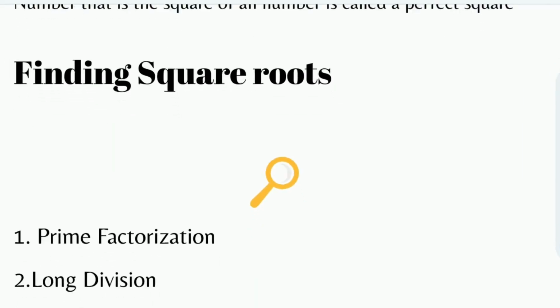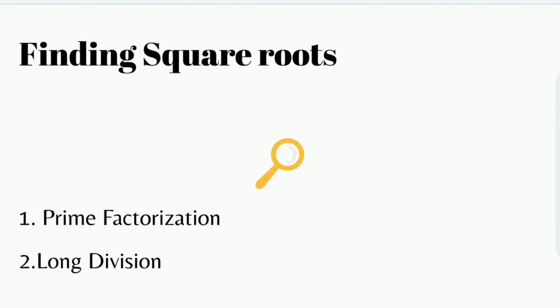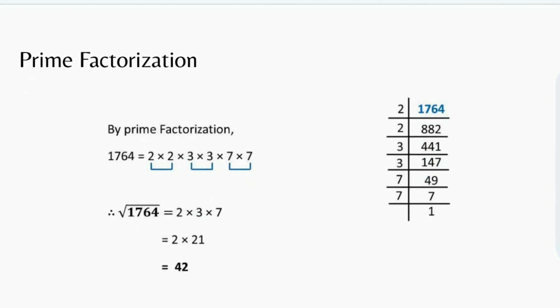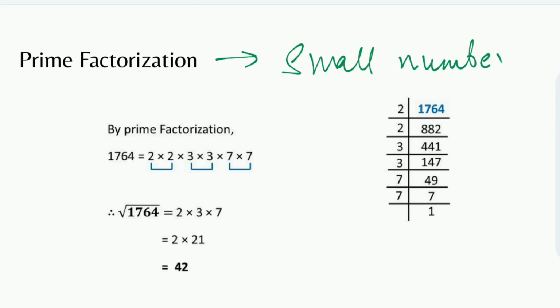Great. We'll go ahead and start the next topic. The next topic is finding square roots. If you're talking about finding square roots, we have two major important methods, which are prime factorization and long division. We'll learn about each method in the next slide. Then we have prime factorization, the first and very commonly used method. People use it when you have not so big a number, for small numbers, when the quantity is not that huge.